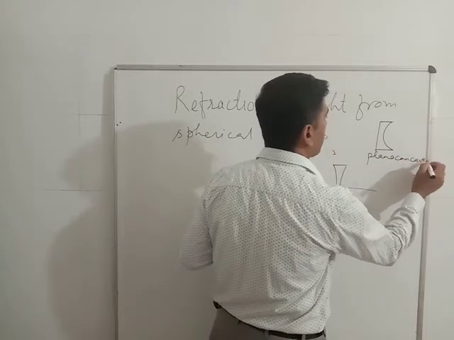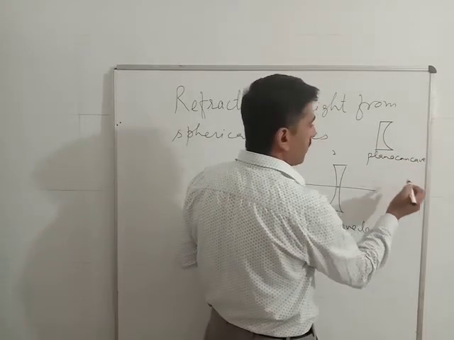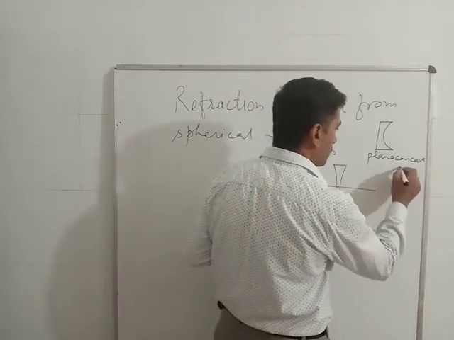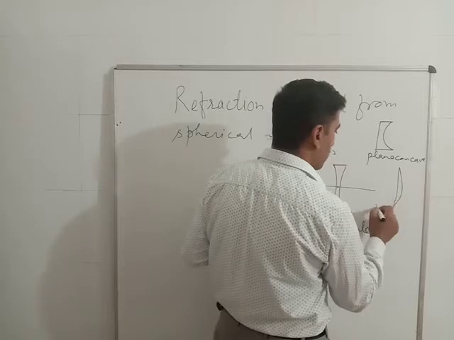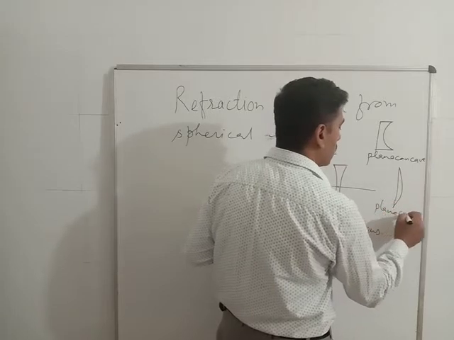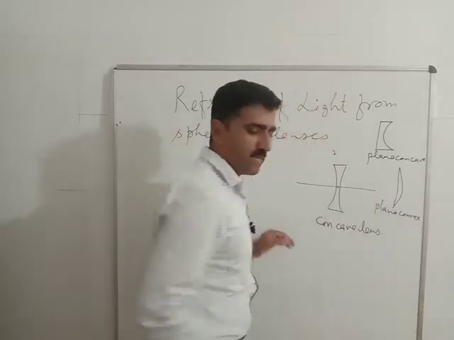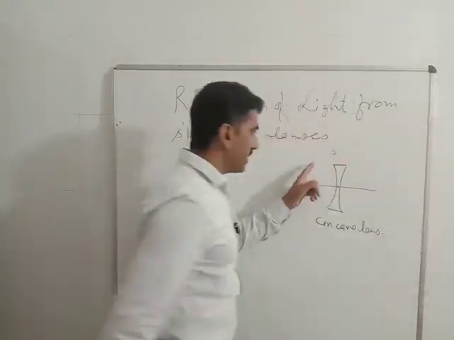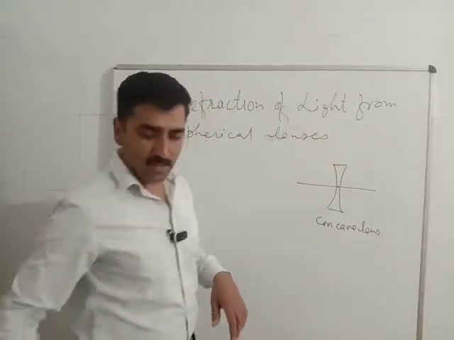Plano-concave, just for your knowledge I am telling. Another is concavo-convex. Plano-convex, like this. This is your plano-convex. But they are not in syllabus, so you can just omit it. No need to go for it, and just only remember concave lens.